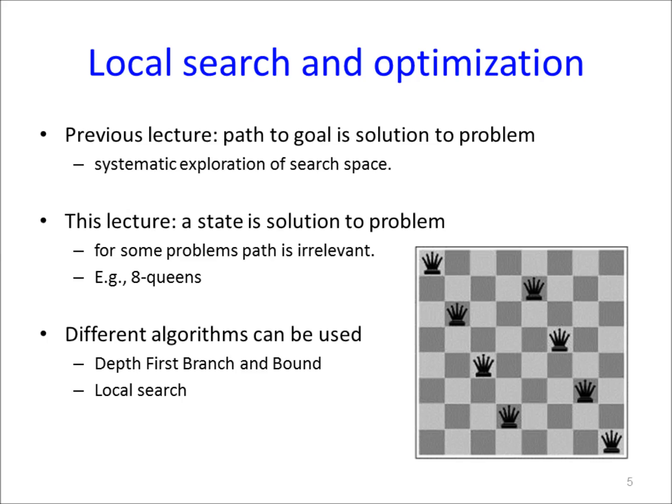We are going to make a slight twist. Now these are interconvertible, but for understanding we are going to make a slight twist. And the twist is that path is useless. What we want is a state that satisfies the goal test. And just the state itself is the part that we are looking for. Or we want a state which optimizes something.